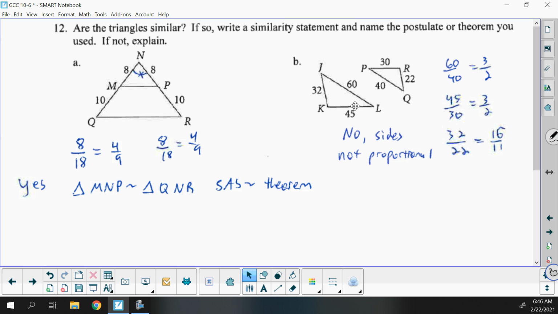Here we don't have any angles, so we're just checking our sides. 60 over 40 does match up. Now, to make sure we're matching up correctly, notice this is small, medium, and large, and here's small, medium, and large. So you got to make sure you match with the smalls, mediums with mediums, larges with largest. So that's why we have 60 over 40 to give us 3 halves. We have 45 over 30 to give us 3 halves. But then 32 over 22 is 16/11. So that one doesn't match the others. So the sides are not proportional. So those are not similar.